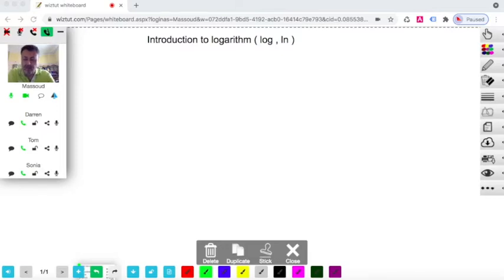As I promised, I'm going to do a series of videos on logarithm. So today we're going to start with the introduction to logarithm. To begin with, I'm going to just write the very core rule of logs, and then explain a little thing around it, and maybe we do an exercise together.